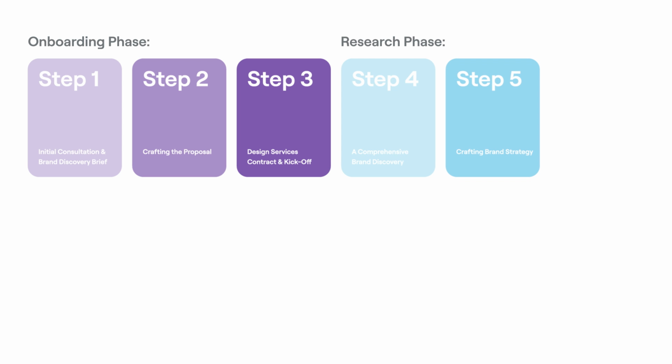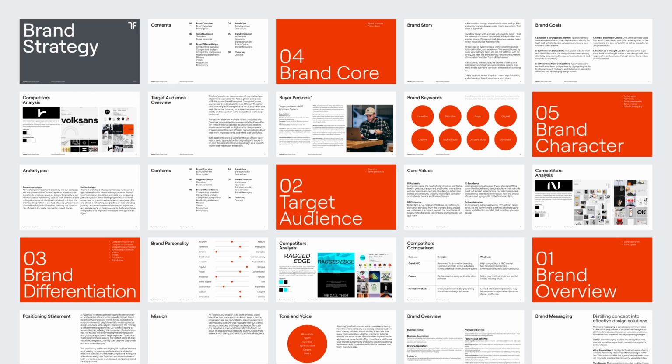Step 5. Creating brand strategy. So next, we build on the insights gathered. We move into crafting the brand strategy presentation. This includes defining brand goals, identifying the target audience, conducting competitor research, and with the target audience and competitor research in mind, I start creating a positioning statement, mission, vision, and a proposition. These elements lay the foundation of the brand's appearance, character, and visual identity. After I created the brand strategy presentation, it's time to focus on the visual creative direction of the brand.